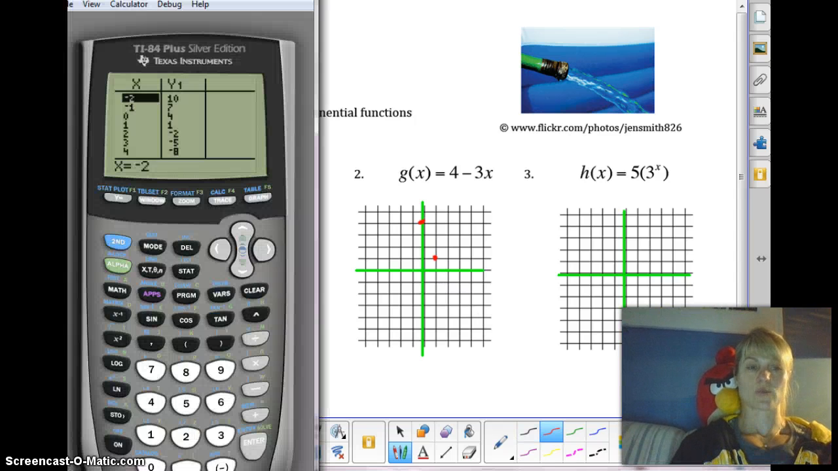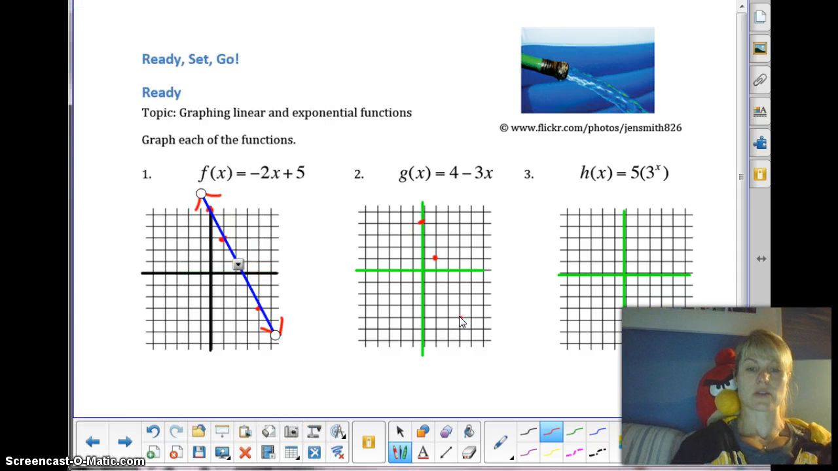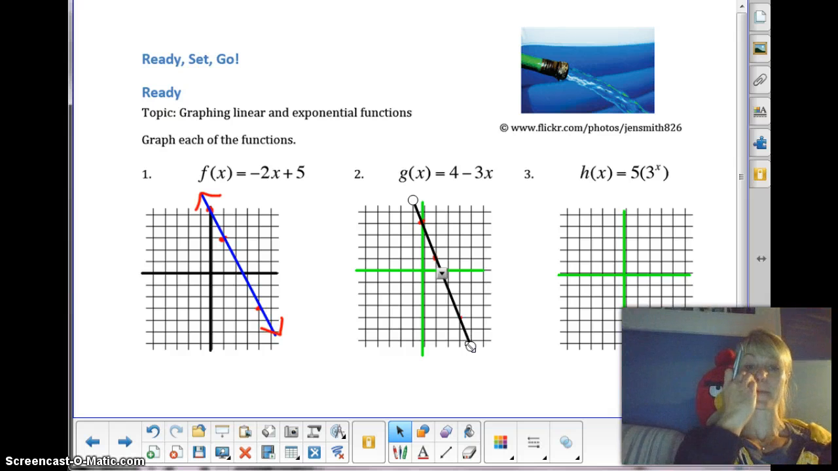I might pick one more. 3, negative 5, that looks good. So over 3, 1, 2, 3, 4, 5. So that gives me a good idea of how to draw that. So go to my line here and just draw it like so. And we got a nice, very specific, very accurate line.